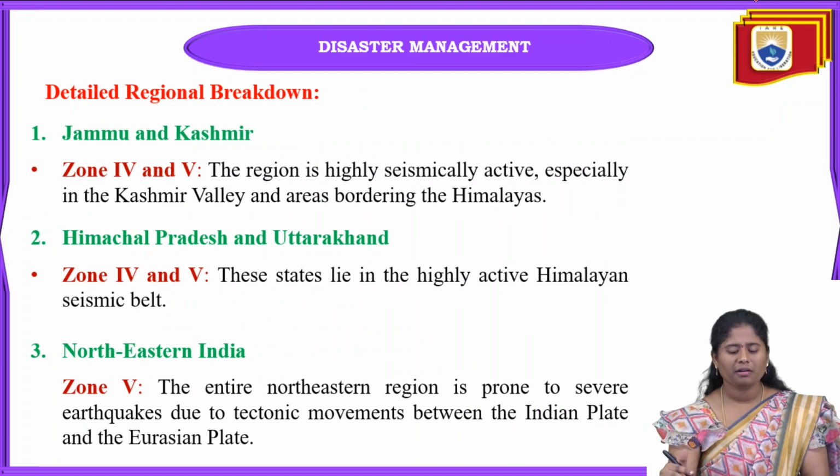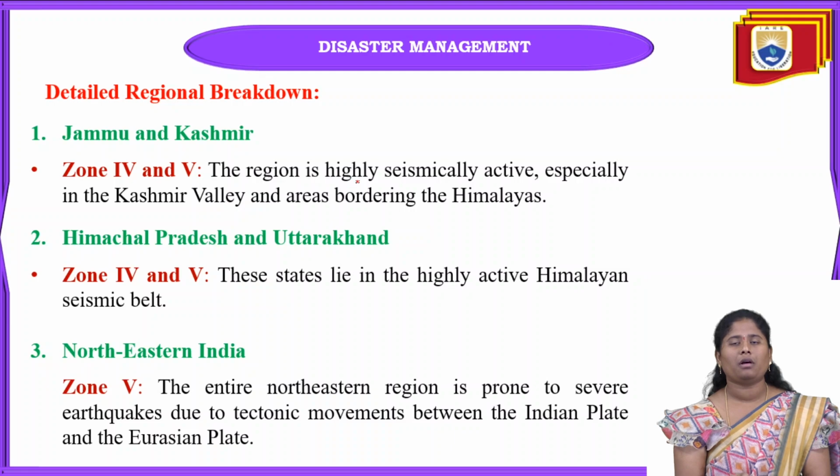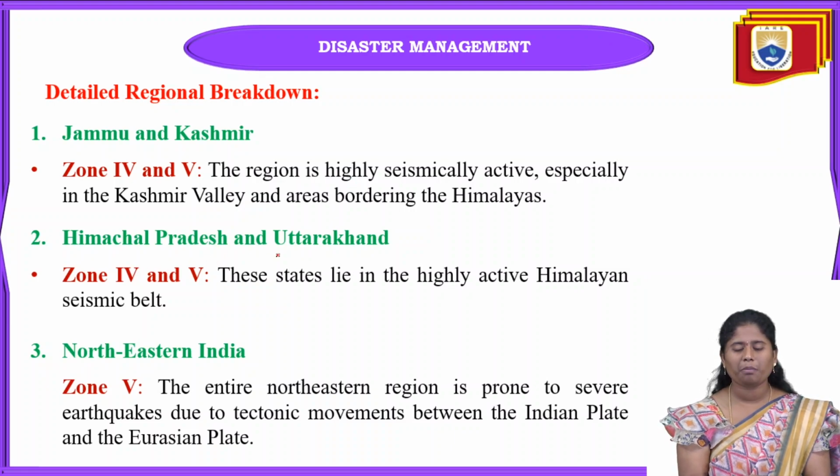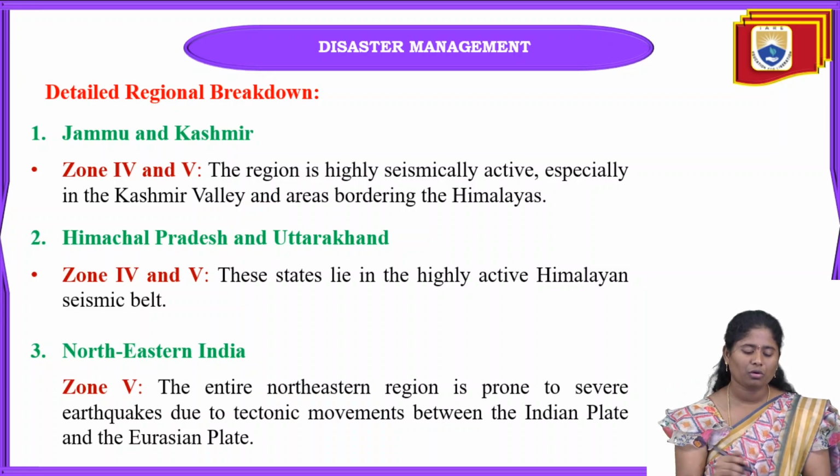And here it is nothing but the regional breakdown of each and every zone. Means Jammu and Kashmir comes under zone 4 and 5. Means it is nothing but a highly seismically active region, especially regions like Kashmir Valley and areas which are bordering the Himalayas here. And next one is Himachal Pradesh and Uttarakhand. These also come under zone 4 and 5 here. These are also very much active along the Himalayan region and also the Kashmir region.